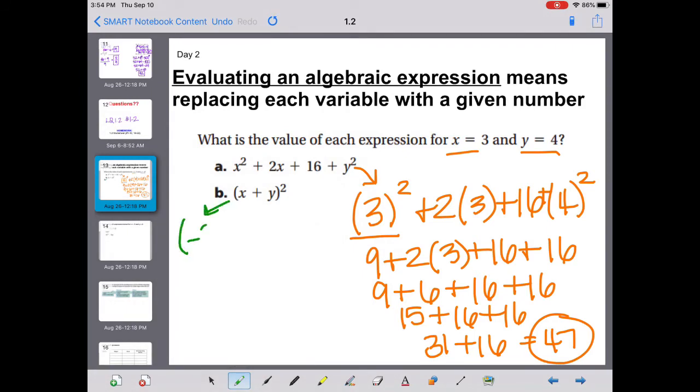Next, I have negative 3 plus 4 all to the second power. Positive 3... 7 to the second power is 49.